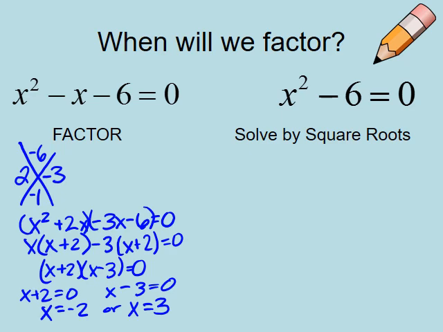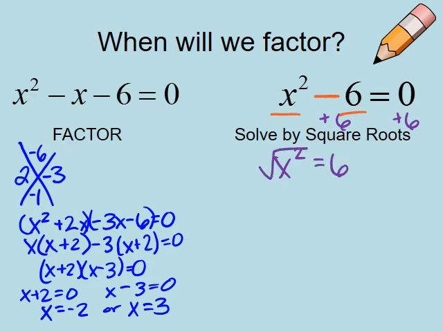Take a look at the second equation. In this case, it almost looks like I can use difference of squares. I have 2 terms. I have a minus sign, but if you notice, the 6 is not a perfect square. So I can't use that difference of squares rule. So in this case, my goal is going to be to isolate the x value. I'm going to add 6 to both sides. I end up with an x squared equals 6.